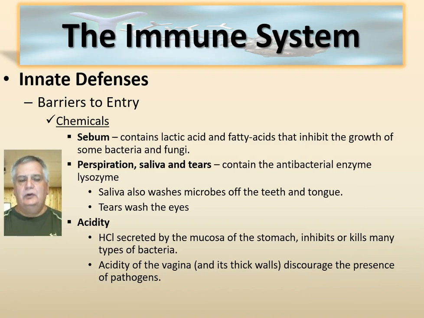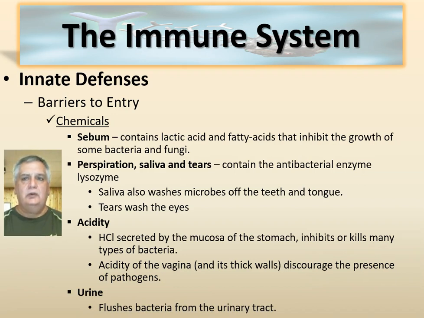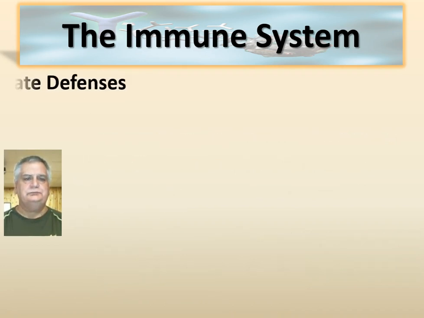And there is also acidity associated, for example, with the vagina. The acidity and its thick walls also help to discourage the presence of pathogens in these areas. And we also take a look at urine. Urine is important because not only does it help us to excrete waste products, but urine also helps to flush bacteria from the urinary tract, helping to prevent urinary tract infections.